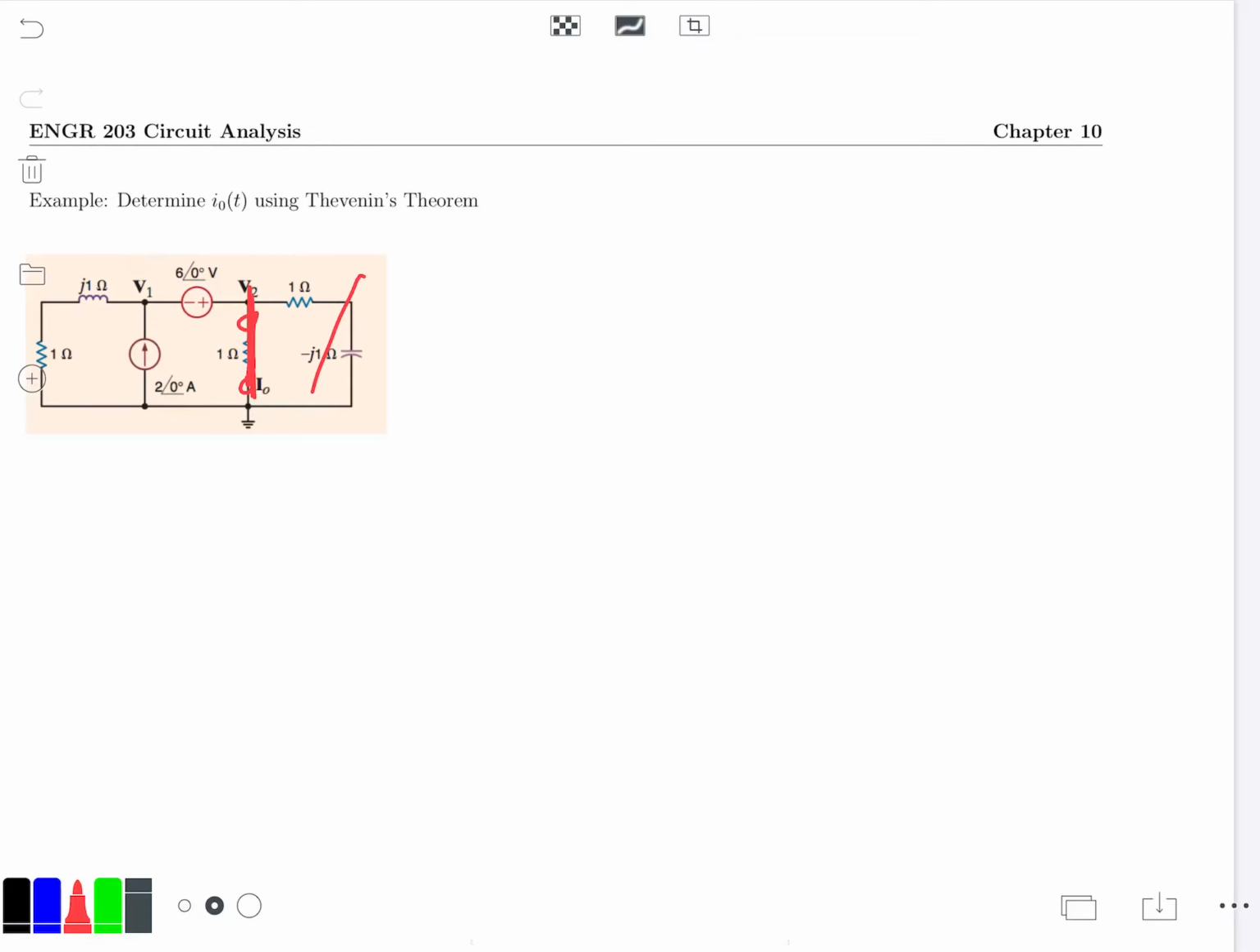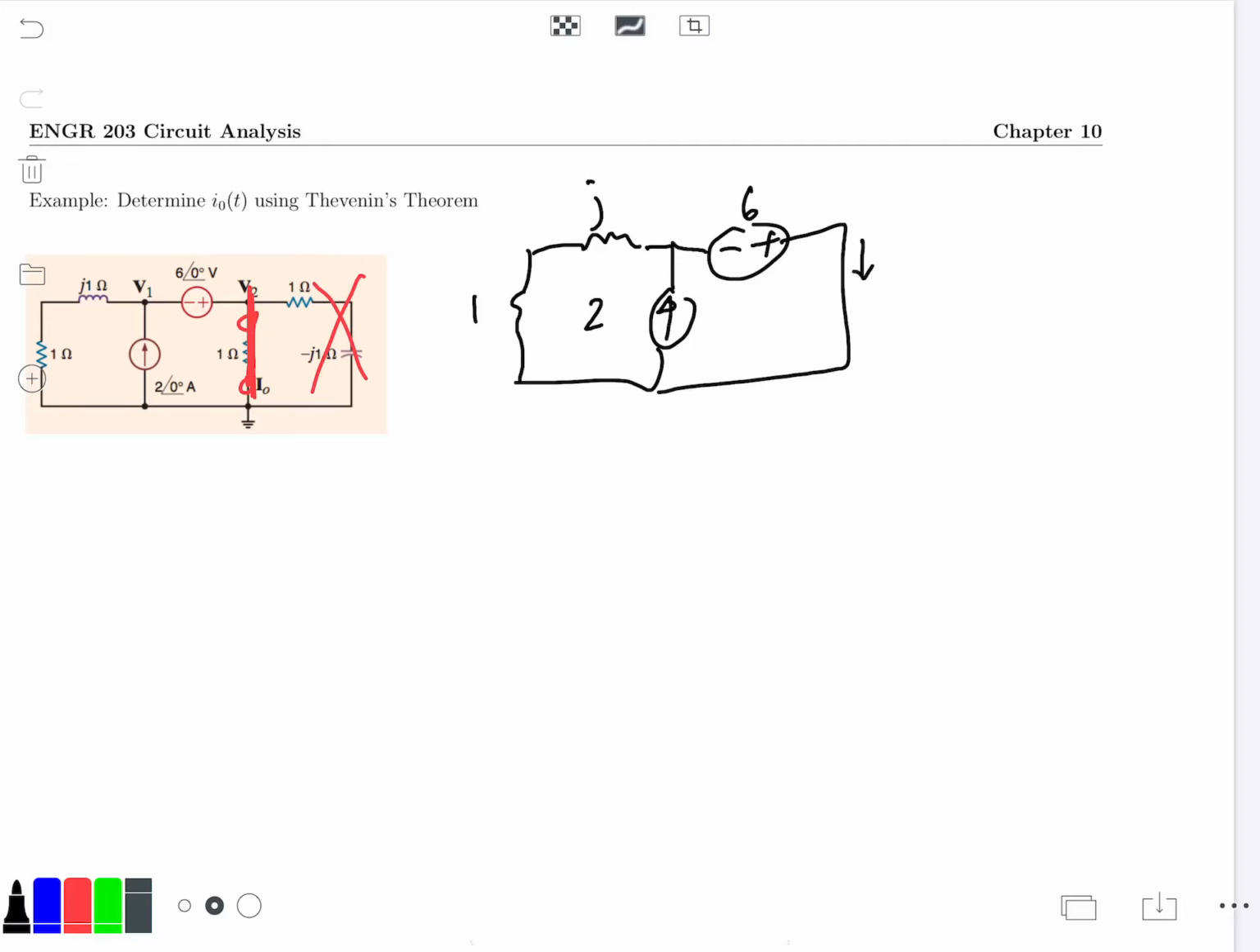And if it's a short circuit, that would short out these things over here. Nothing would happen on those. All the current would just go through the short circuit there. So that makes my circuit much simpler here. We have 1 ohm, we have J, we have a current source, we have a voltage source, and this short circuit. I want to find my ISC.